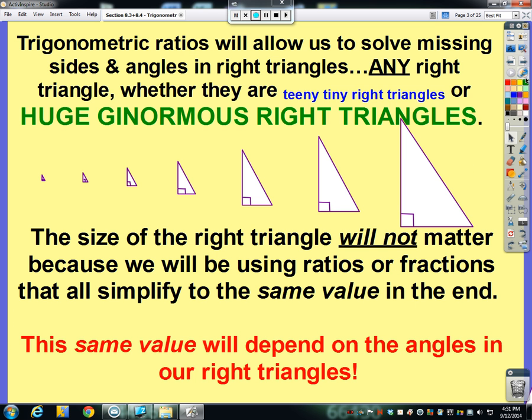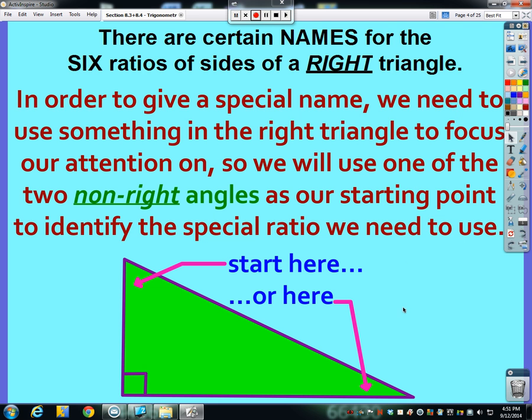Now, we won't be able to use the right angle in right triangles. We have to use one of the two non-right angles. Does it matter which one we pick? It does not. Sometimes they'll give you one angle. For example, they might tell you how big this angle is down here, but they won't tell you how big this angle is up here.